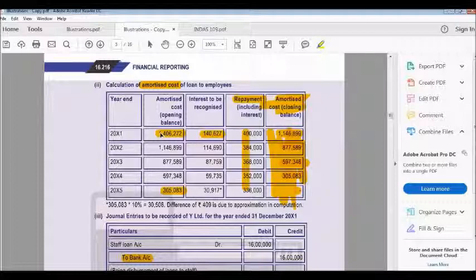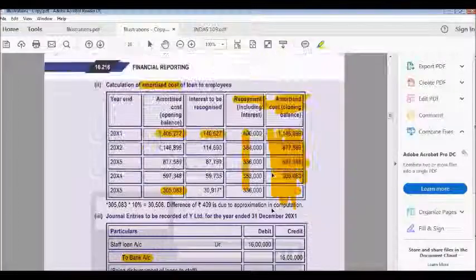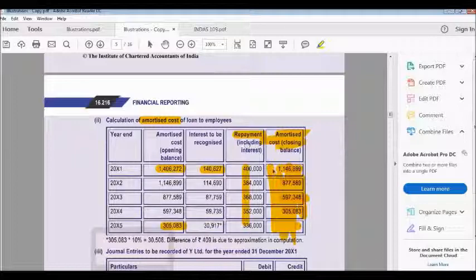initial recognition amount, and then you will do the interest entry: staff loan account debit to interest expense. So this is the interest at the rate of 10%, and when you make another entry of bank account debit to staff loan, this is the repayment amount. So you will obviously be left with this amount in every single year.